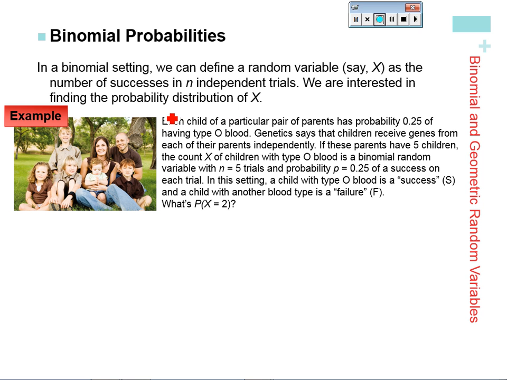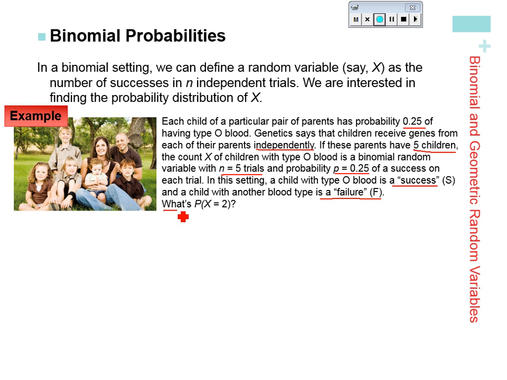So the question here says each child of a particular pair of parents has a probability of 0.25 of having type O blood. Genetics says that children receive genes from each of their parents independently. If these parents have 5 children, the count X of children with type O blood is a binomial random variable with 5 trials and a probability of success of 0.25 on each trial. In this setting, a child with type O blood would be considered a success, whereas a child with another blood type we would consider to be a failure.